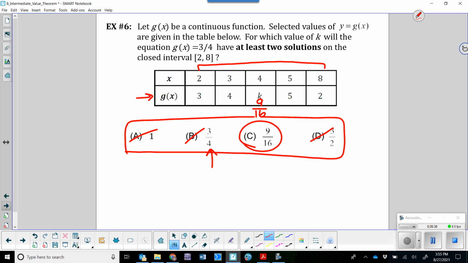So 9/16 is smaller, so that means that for sure, even just from 4 to 9/16, and then from here to here, 3/4 is going to be included in there. So we know for sure you're going to get 2 solutions, 2 different times that you're going to get 3/4. Okay, so that's an example of answering a multiple choice question with that. All right, so that's it for this video notes. Again, we'll finish the rest of the notes in class.